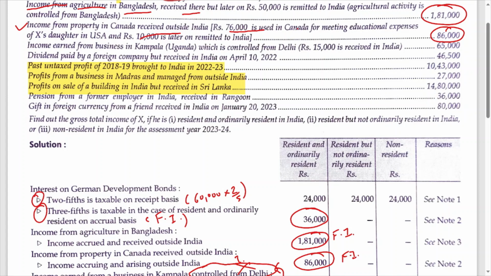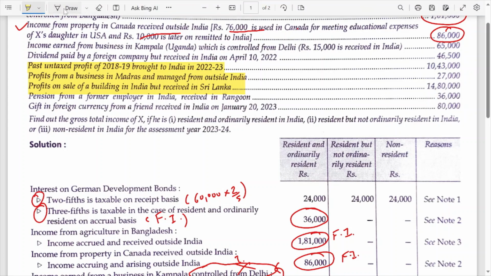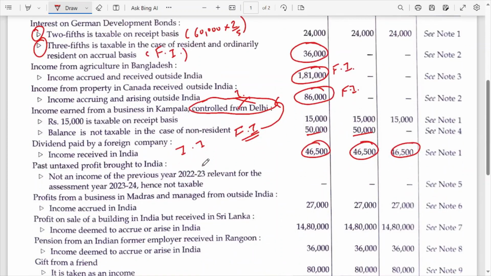Past untaxed profit brought to India in 2022-23. So we will write here that it is not an income for the previous year 22-23 relevant for the assessment year 23-24, hence it is not taxable. So we have no tax in any of the categories.